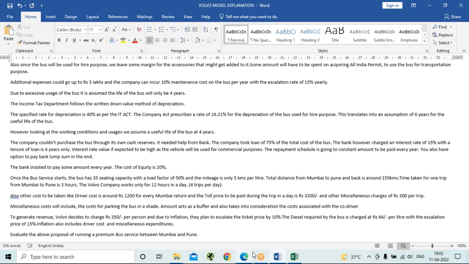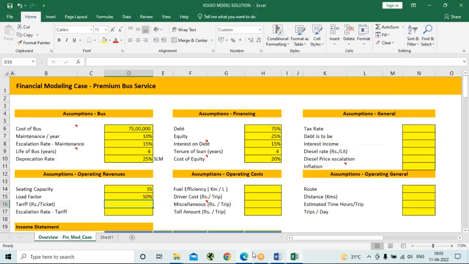Yes. So I'll reshare this document once again to you so that it will be helpful to you with the changes that we needed. I'll put all this information on the side of the route. The route is going to be Mumbai to Pune. The distance traveled is 155 kilometers.